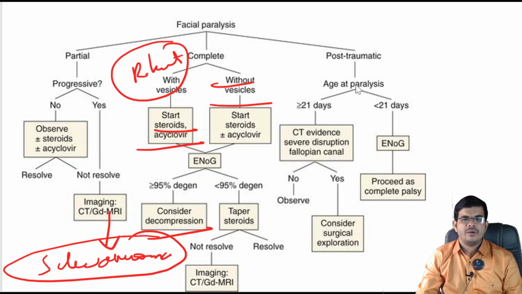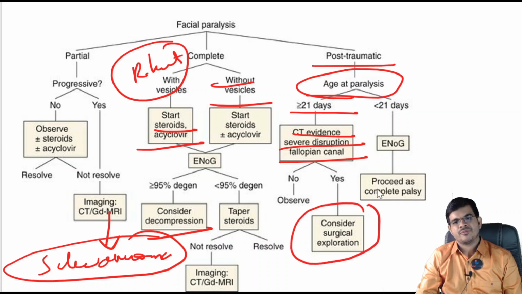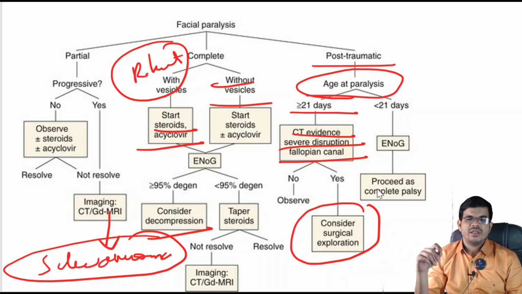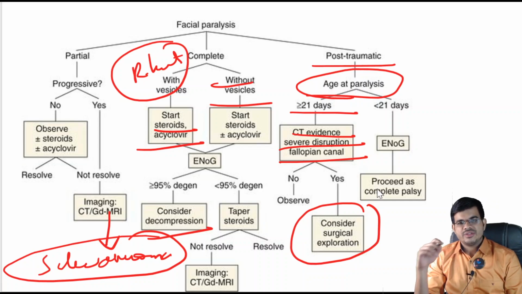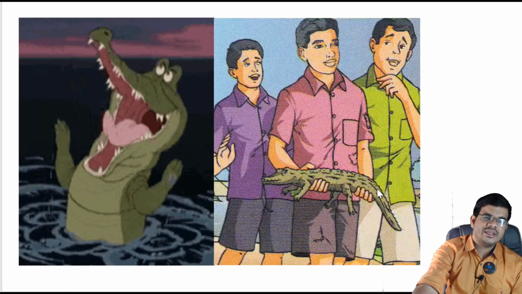And if post-traumatic facial paralysis is more than or equal to 21 days, and if the CT shows evidence of severe disruption of the facial canal, in that case you have to go for a surgical operation. If less than 21 days, then ENoG, and you can proceed as for a complete palsy. These are the various things that you have to know in case of facial palsy.